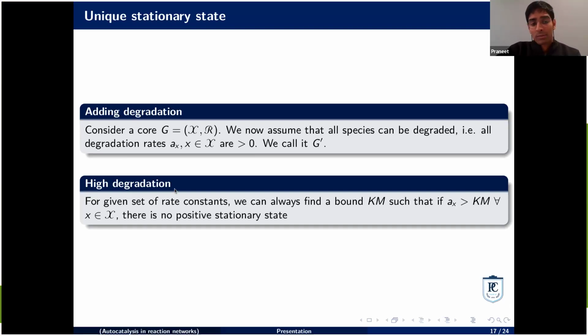And one very obvious lemma that we can start with is that when you have a high degradation, then there is no positive stationary state. And there's a bound Km. It's in this form because it's in this form in the paper. You get one term K from the kinetic constants, so you fix a kinetic constant, and then you get one term from the kinetic constant, one term from the stoichiometry of the structure of the system. And then you get that if all the degradation rates are bigger than this number Km, then there is no positive stationary state. The only stationary state is the one at the origin.